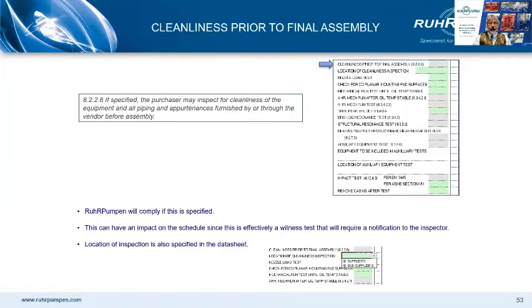Cleanliness prior to final assembly. Well, this has time impact because we need to put a hold at this point while the customer inspector is called. Now, if the inspection is also called for at sub-suppliers' works, then we need to ensure that this is in the inspection and test plan for those sub-suppliers too.